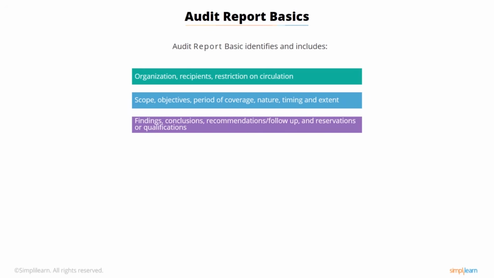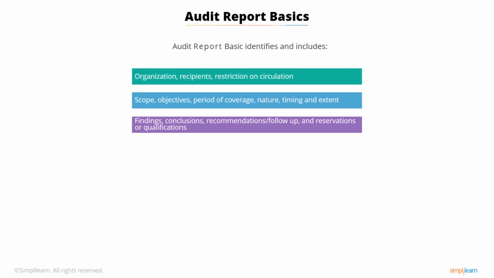My favorite part is findings, conclusions, recommendations, follow-up, reservations, or qualifications. What this means is, first of all, what did you find? What did your audit discover? Next, what do you conclude from that? Probably the most important thing is, what are your recommendations? If a particular control you found to be inadequate, how do you recommend they fix it? It's not enough for an auditor to look at an organization and say, this specific IT control does not meet control objectives. You need to tell them how they can rectify that situation.